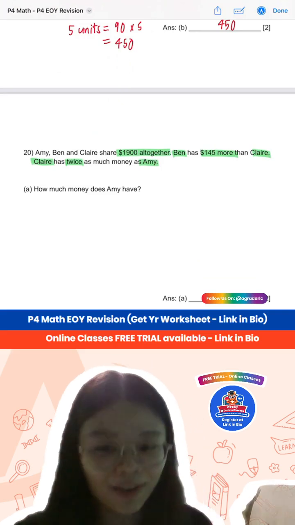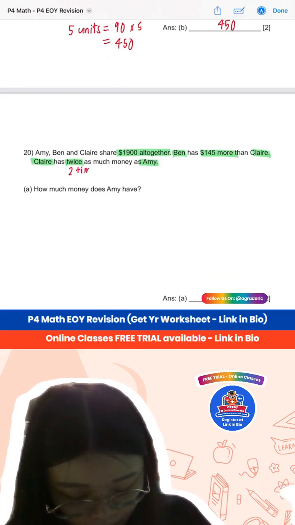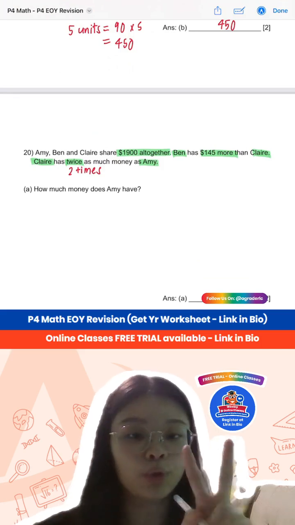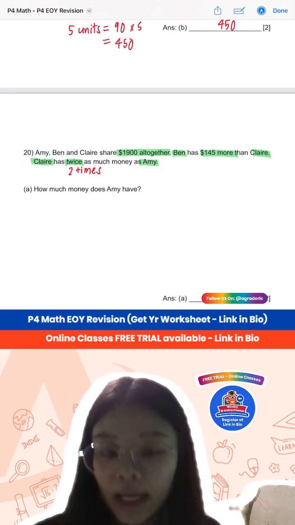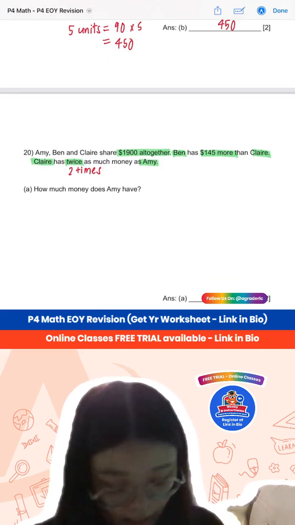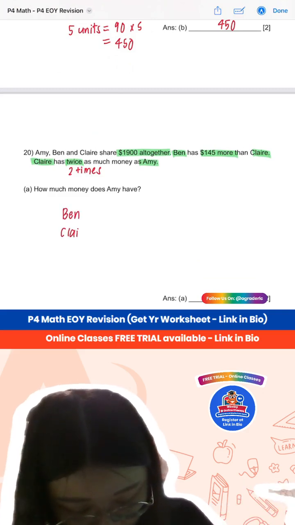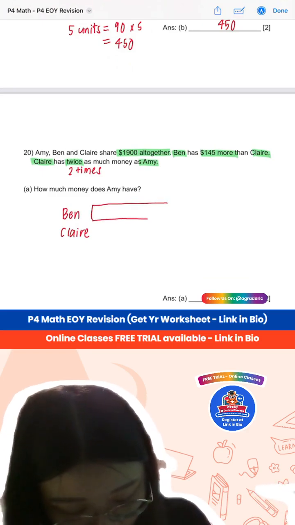Two times more. Very good, Evelyn. Twice is 2 times. Oh, yes, 2 units. So here we can draw our Ben has 145 more than Claire first. Ben and Claire. Ben 145 more. So we draw a long model for Ben and then a shorter model for Claire.